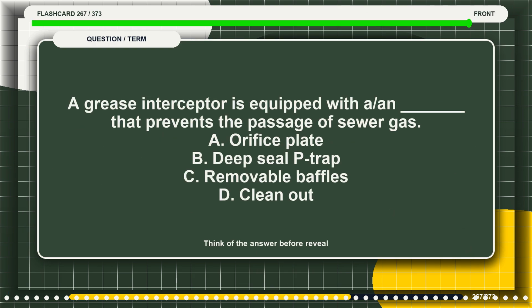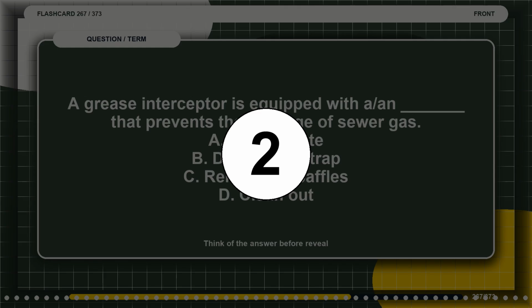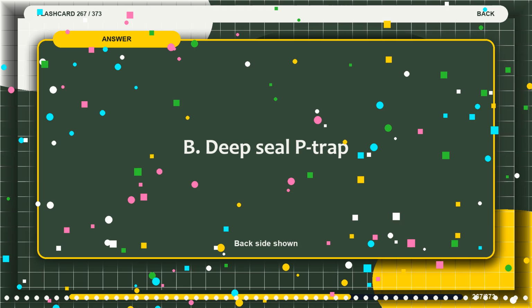Flashcard 267. A grease interceptor is equipped with a slash and blank that prevents the passage of sewer gas. A. Orifice plate. B. Deep seal P-trap. C. Removable baffles. D. Clean out. Think of the answer before the reveal. The answer is B. Deep seal P-trap.